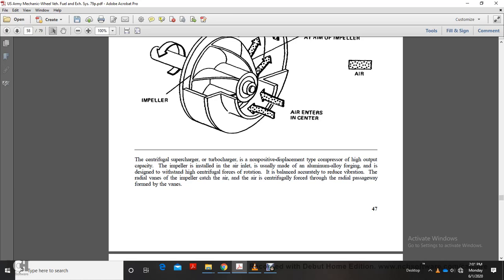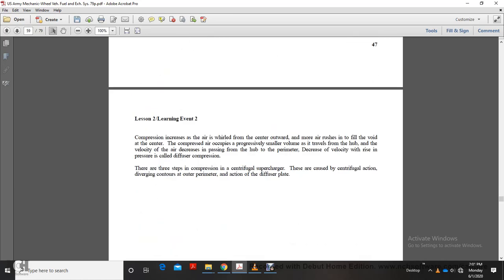The radial vanes of the impeller catch the air, and the air is centrifugally forced through the radial passages formed by the vanes.